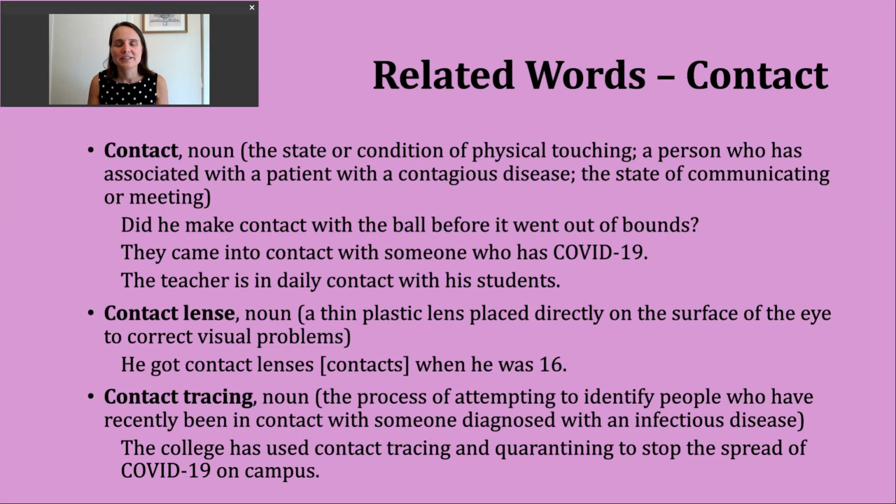The last noun we're going to look at is again something you've likely heard a great deal about in the last 17 months. It's contact tracing. This is the process of attempting to identify people who have been in contact with someone who has an infectious disease. You can see that in our example sentence here. The college has used contact tracing and quarantining to stop the spread of COVID-19 on campus.